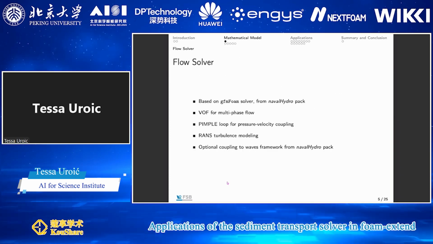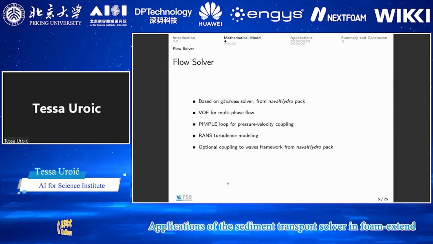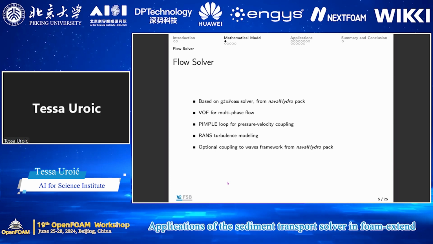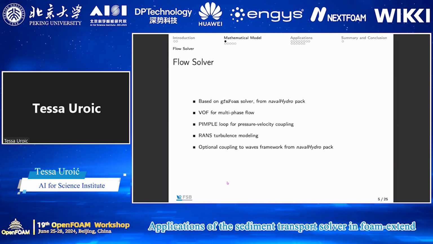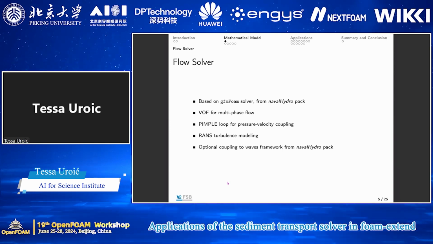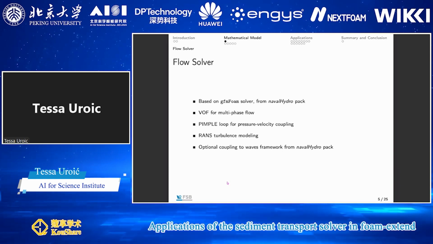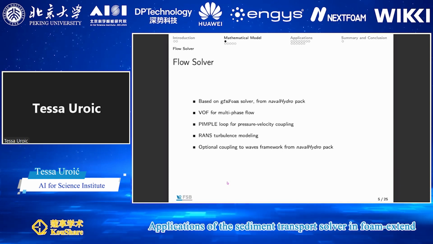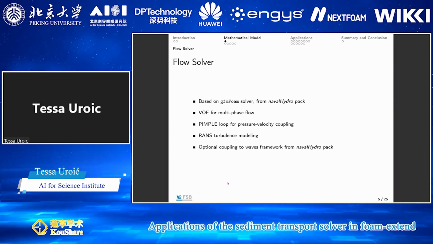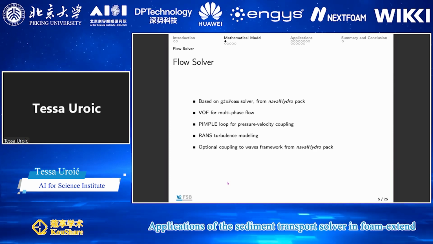I will now go to the flow solver. So the flow solver is based on the ghost fluid method from naval hydro pack, and it uses the volume of fluid method for capturing the free surface, so for multiphase flow. The pressure velocity coupling is resolved using the PIMPLE loop, and we model turbulence using the general RANS models. And there is also an option to couple waves, so you can include waves on the free surface and look at the effects that the waves have on the bed.